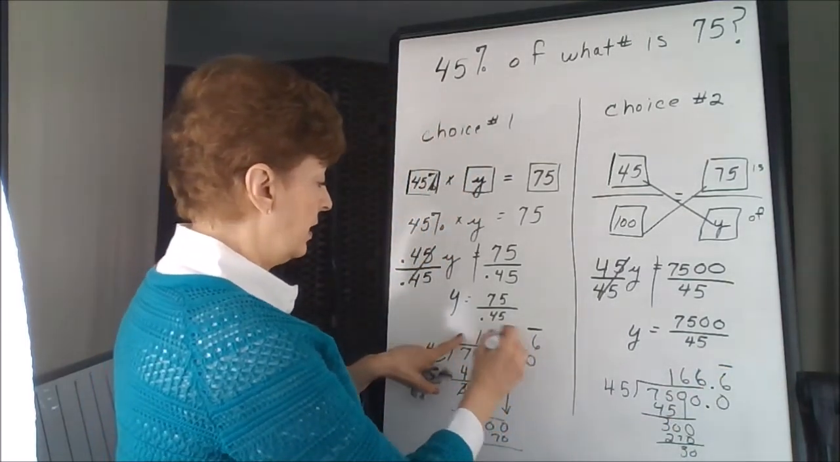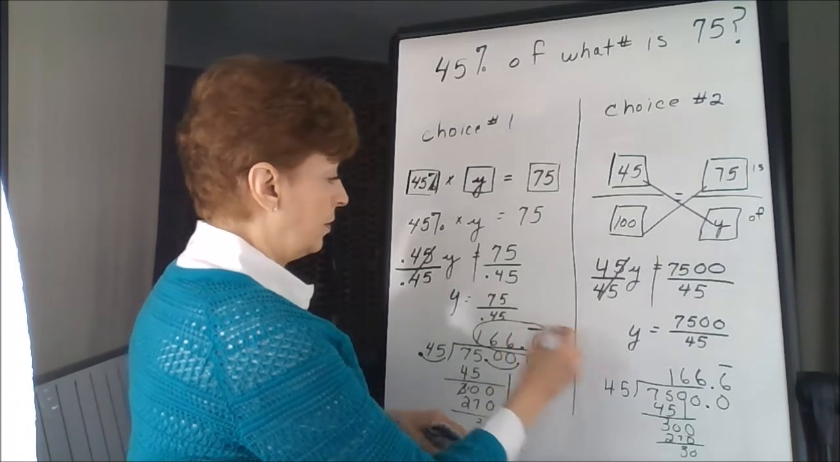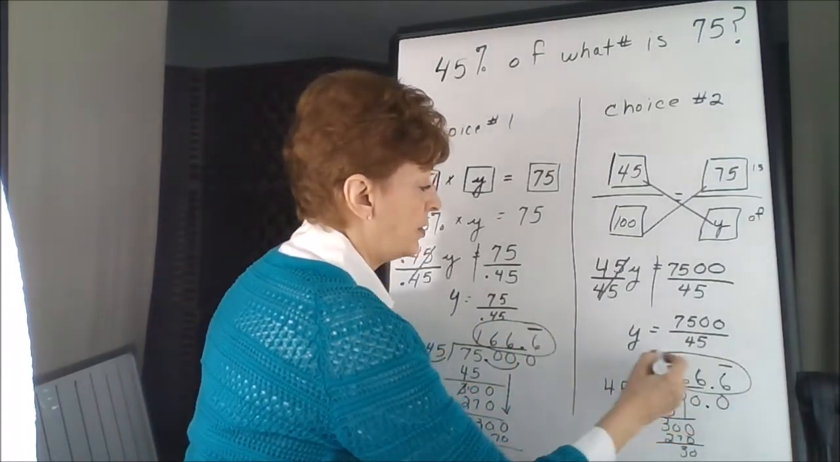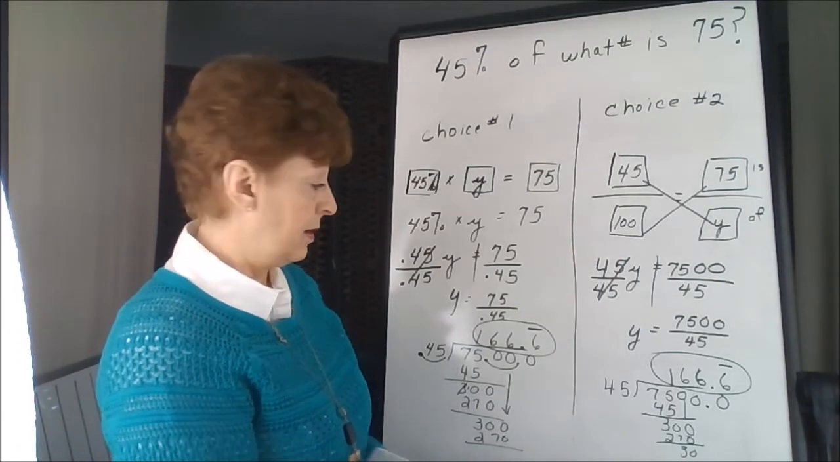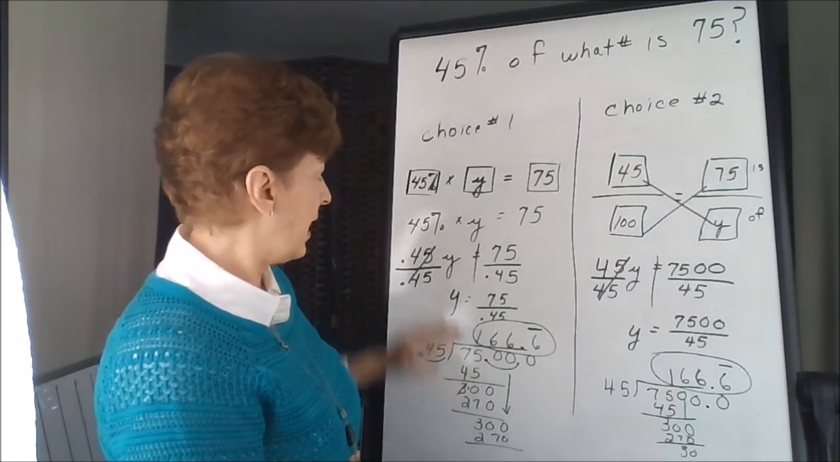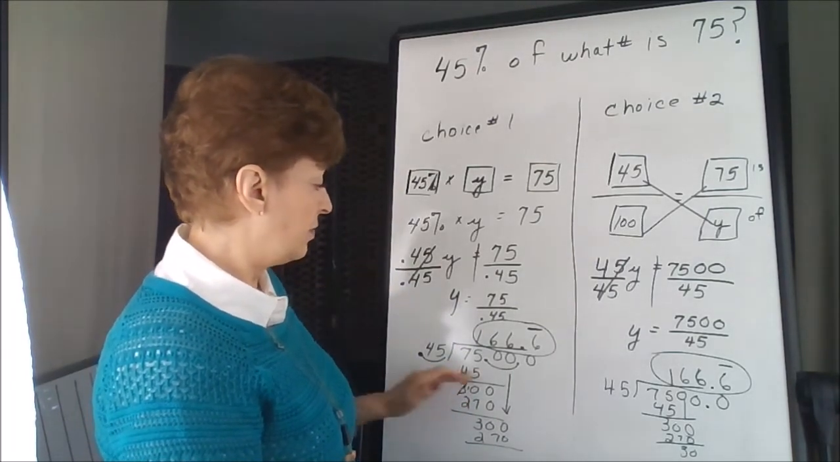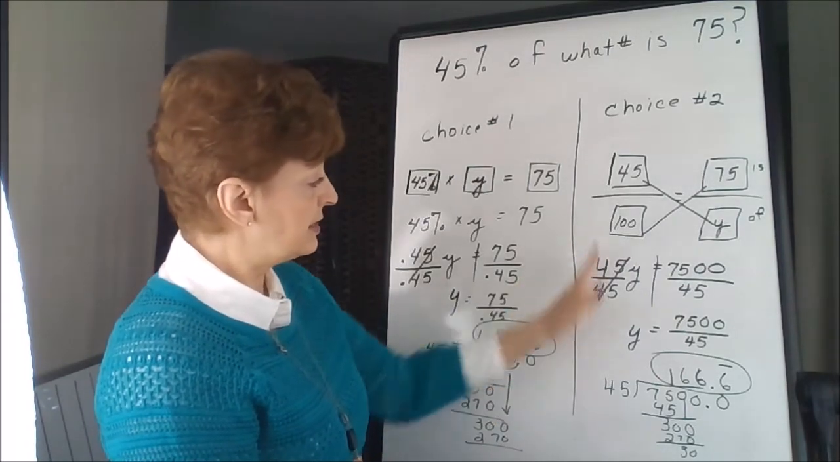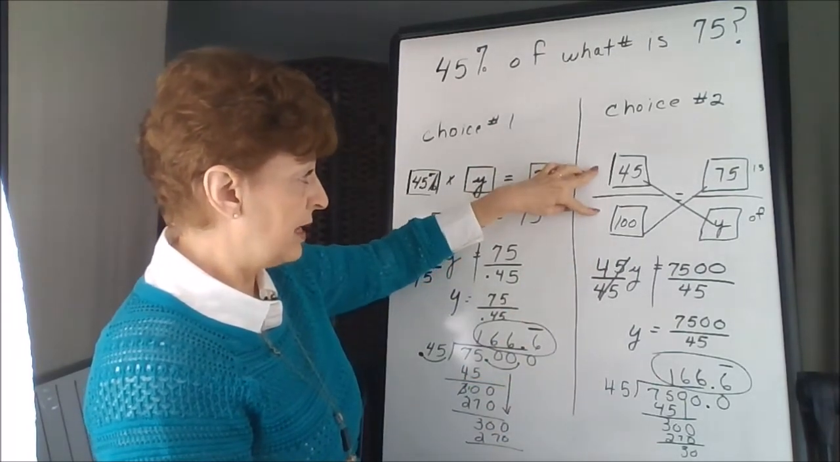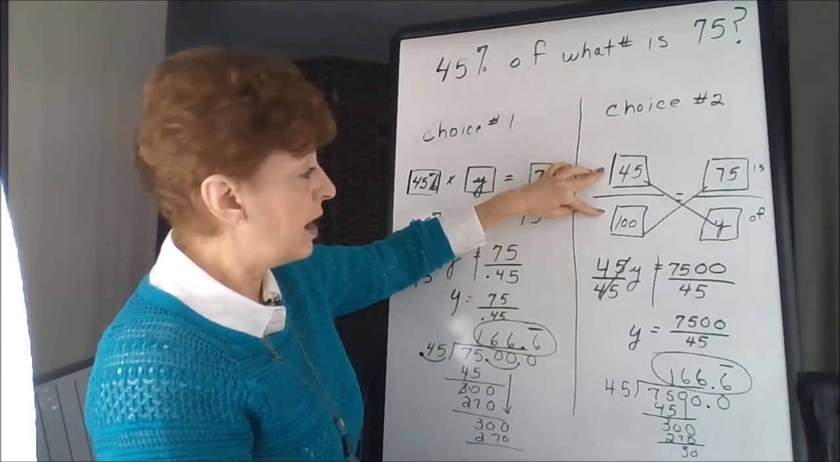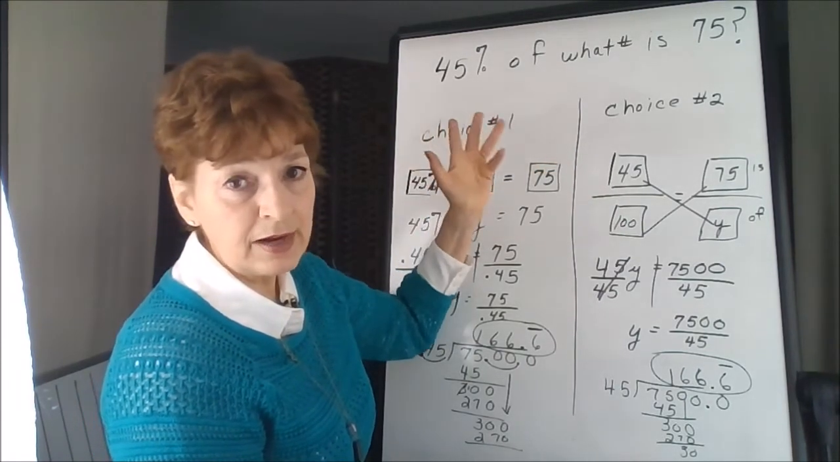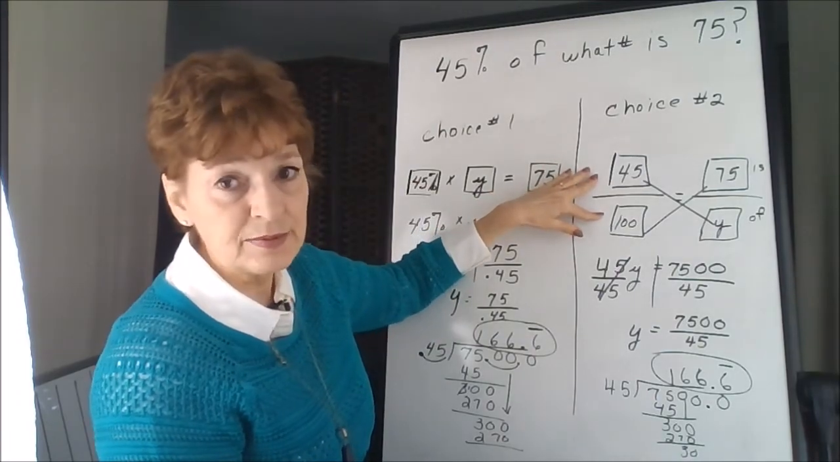So you can see that we're going to get the same answer on both of them. It's just a matter of moving the decimal point a lot. We have to move it here, and then we have to move it for our division. In this one, by putting our percentage over 100, we've actually taken care of that decimal point issue.